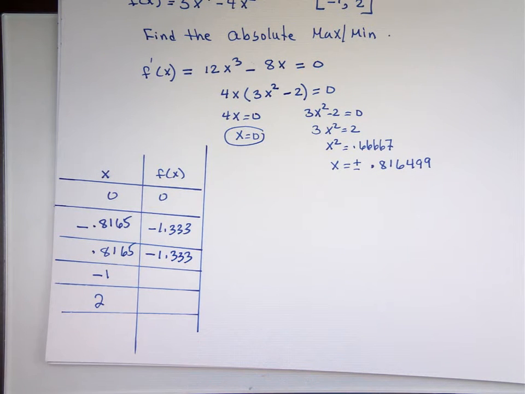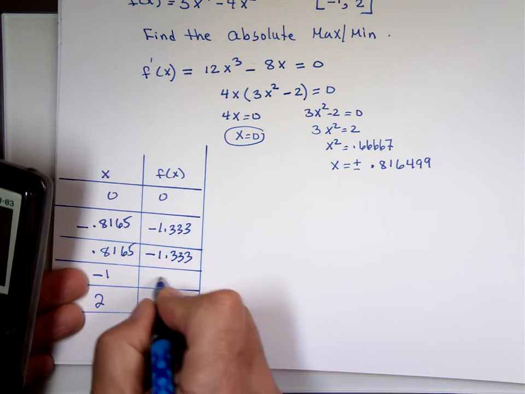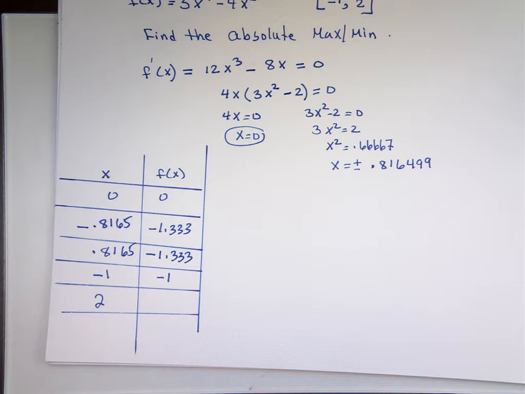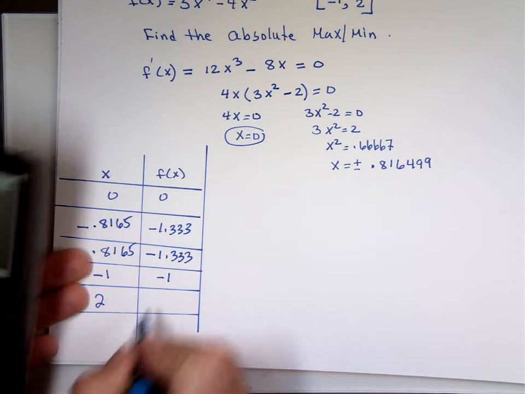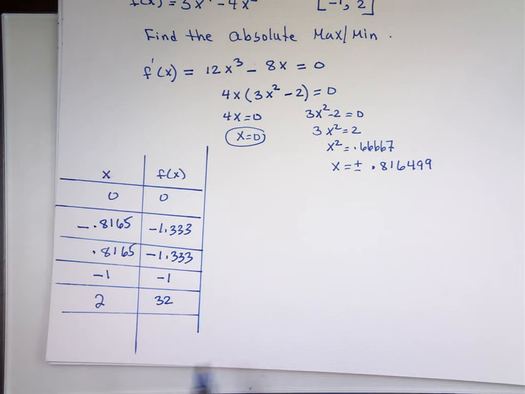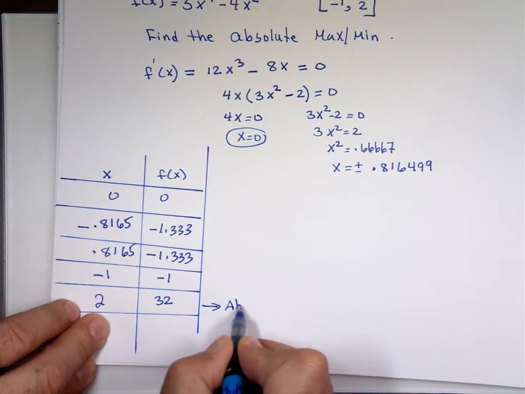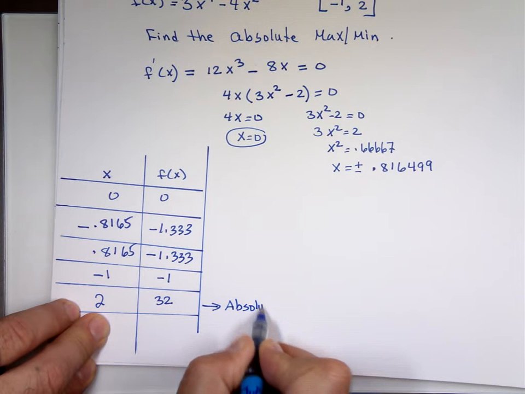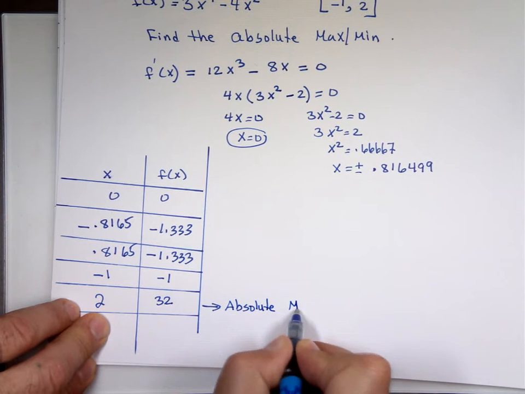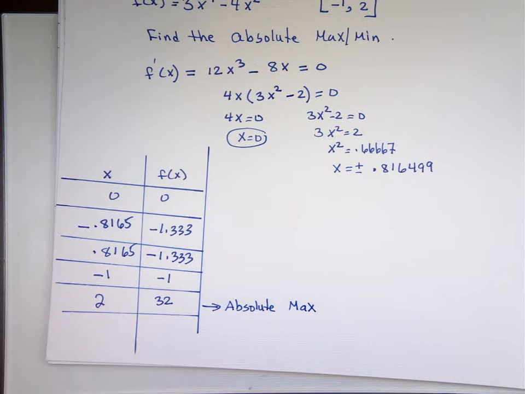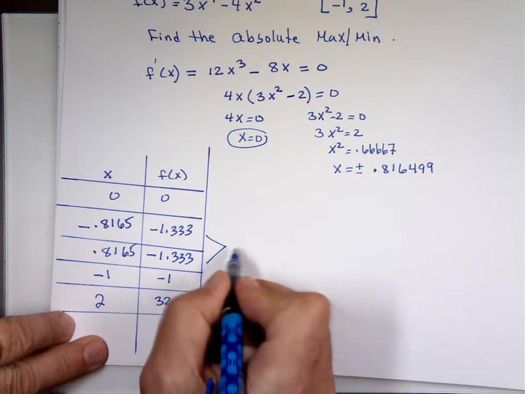When x is negative 1, that's a negative 1. When x is 2, that's what, 32? This is my absolute max. That's the largest y value. And what is the smallest y value? We get 2 of them. These 2 are my absolute min.